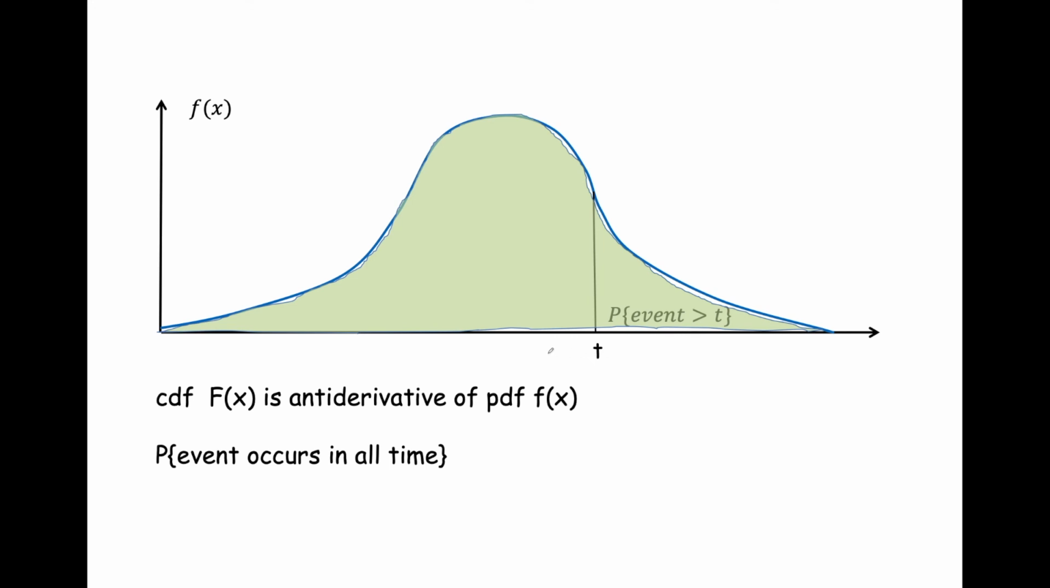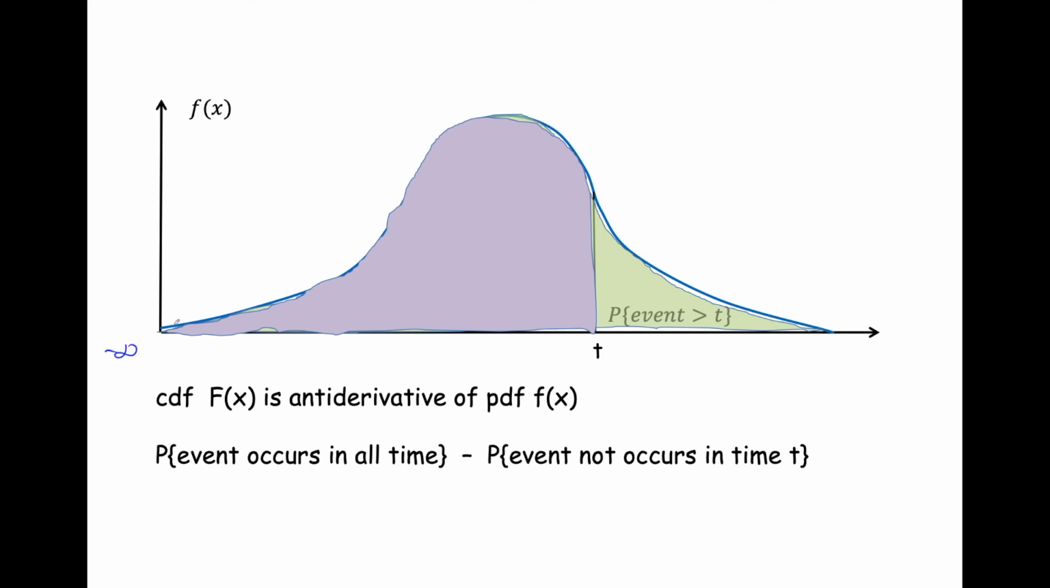And so we know from the law of total probability, the probability that an event occurs in all time is just the area under the curve from minus infinity to plus infinity. And the law of total probability tells us that for a continuous distribution, that's just equal to 1. Okay. Well, now we want to subtract from that the probability that an event does not occur in time t. So that's that condition that we talked about from minus infinity up until t.